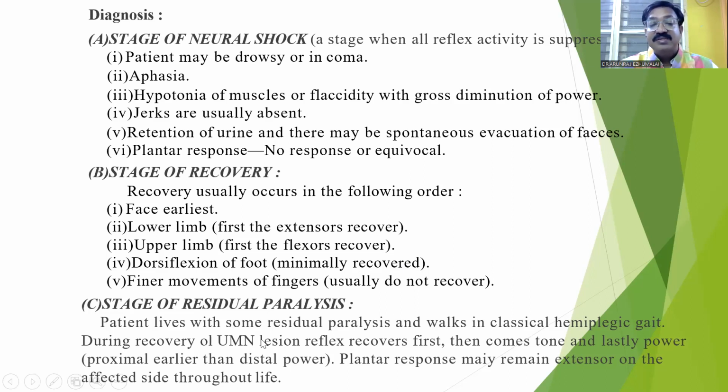In the stage of residual paralysis, the patient recovers with residual weakness and walks in the classical hemiplegic gait, that is circumduction gait. During recovery of an upper motor neuron lesion, reflexes recover first. Then tone recovers, and lastly power recovers. Proximal power recovers earlier than distal power. That means proximally he may be able to lift the limb, but he may not be able to grasp. So proximal recovers faster than distal. Reflexes first, tone next, and power last.